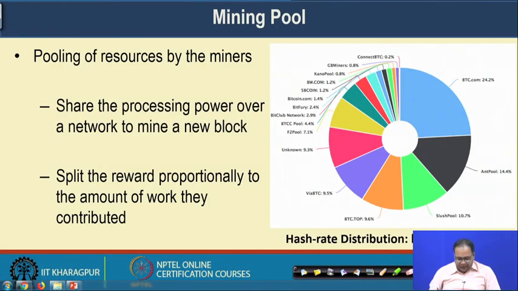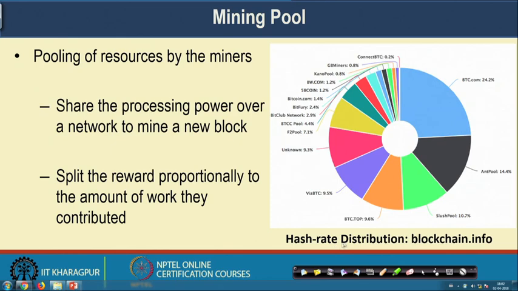Okay. So, that is the broad concept of a mining pool, and here is a distribution of multiple pools in today's Bitcoin network. So, BTC.com, BTC.top and ViaBTC actually take a huge share of the mining, and one of the interesting statistics that I can show you.